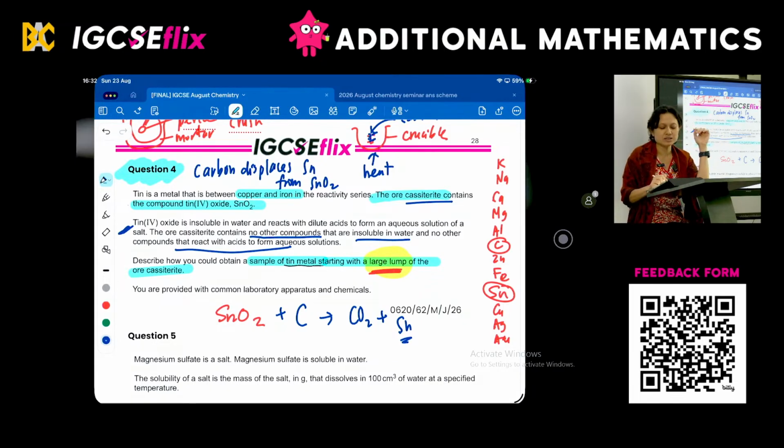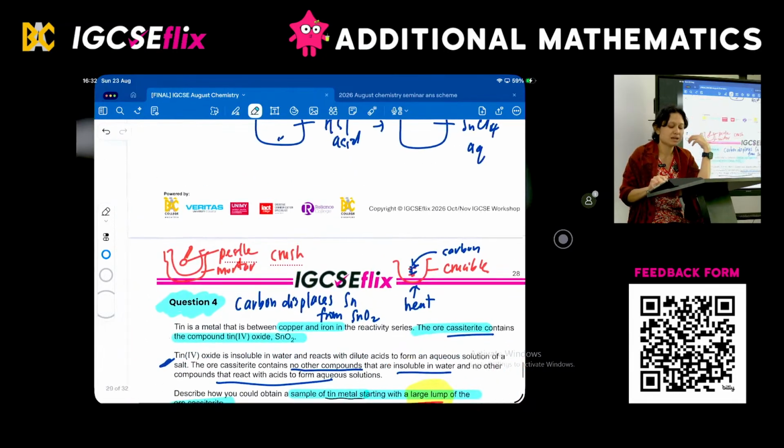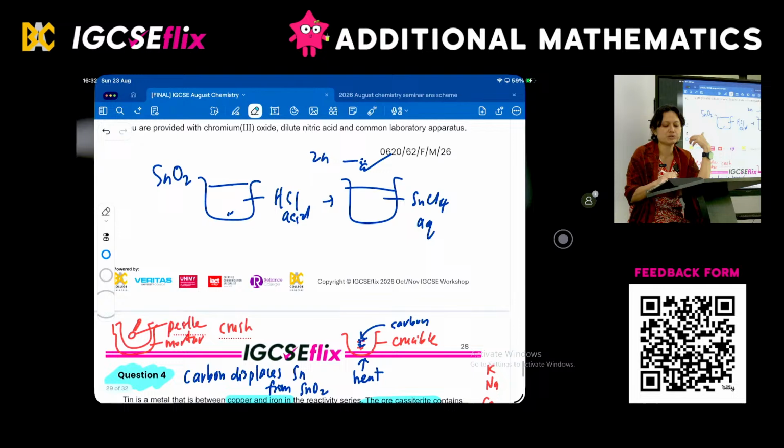Okay, they are telling you this so that if you don't know how to do this one, you can use the acid method where you add acid, but you don't have to. You still get 6 marks here. If you want to add acid, you also can. That means you get an aqueous solution, then you do displacement. It's an extra 2 steps. Okay?